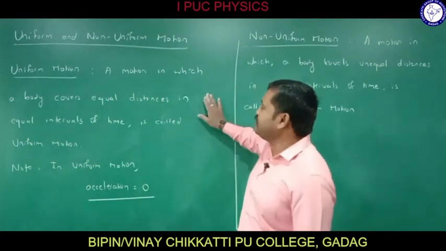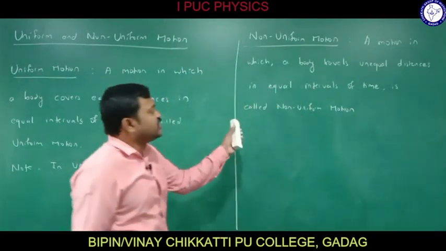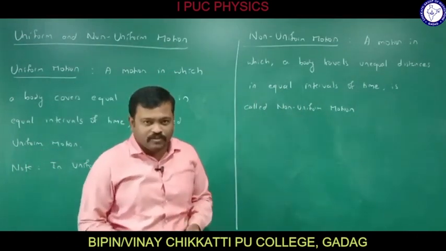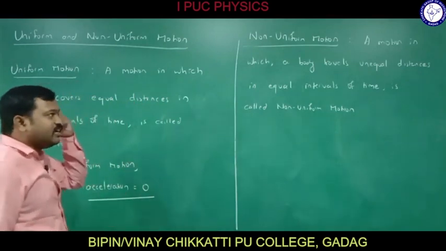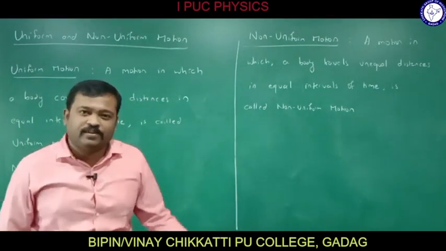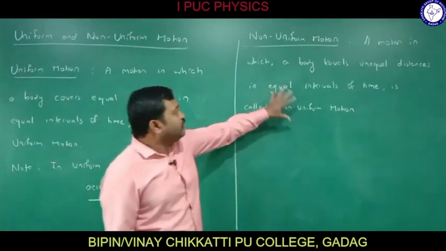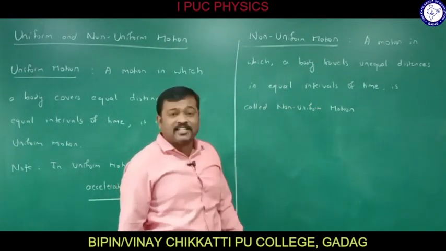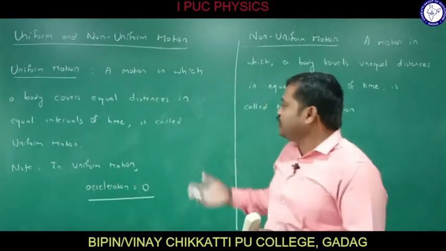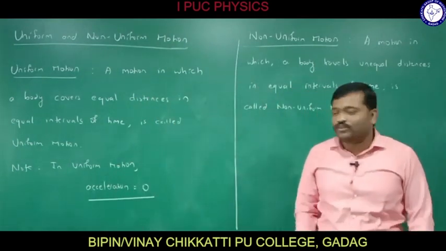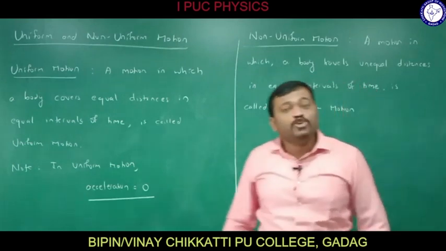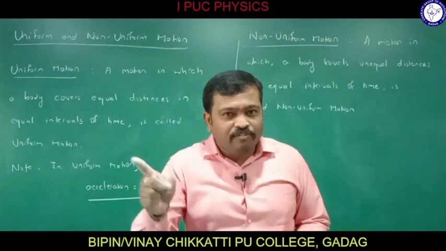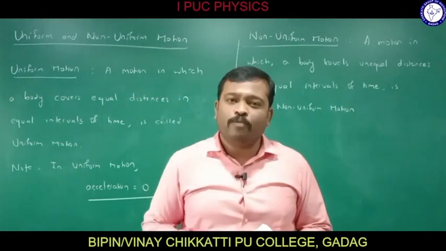It covers equal distance in equal intervals of time. If it covers unequal distance in equal intervals of time, then it is called non-uniform motion. You can write the vice versa of this also, that it travels equal distances in unequal intervals of time. You can explain in that way also. Do remember, it travels in an accelerated manner, so this kind of motion is called non-uniform motion. If a body travels equal distance in equal intervals of time where acceleration is 0, this kind of motion is called uniform motion. So do understand the difference between uniform motion and non-uniform motion.